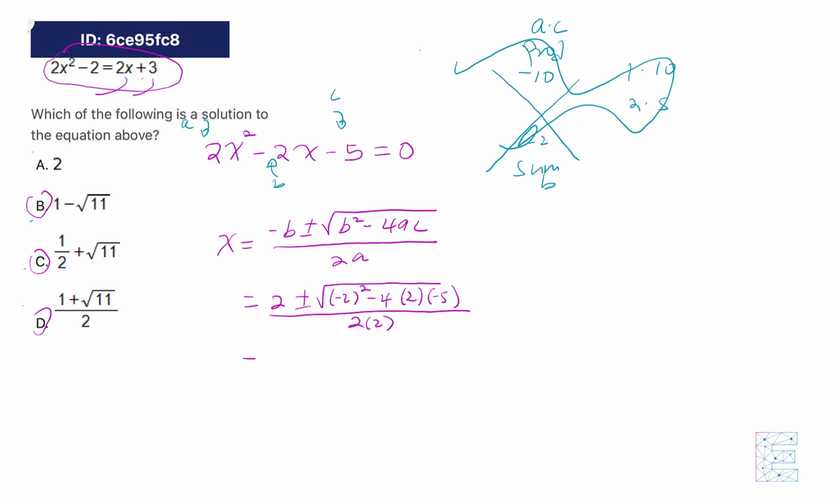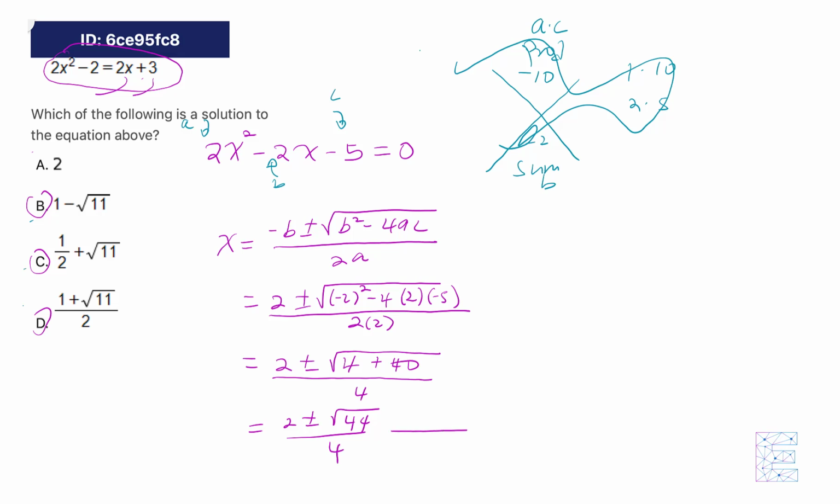So let's keep working. We end up having 2 plus or minus, under the radical, negative 2 squared is a 4. Negative 4 times 2 is negative 8. Negative 8 times negative 5 is positive 40. All of this over 4. So we simplify the radicand. We end up having 44 over 4.